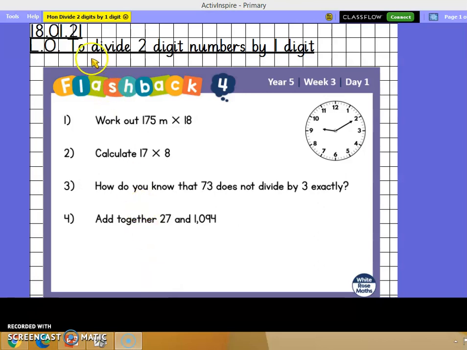You can see today we're going to look at dividing two-digit numbers by a one-digit number. To get our skills warmed up, we're going to do a flashback 4. Could you please record in your maths book today's date and learning objective, underline neatly with a ruler, write flashback 4 and try questions 1 to 4. Don't forget the extra to check out your work with time. Pause the video now and have a go.